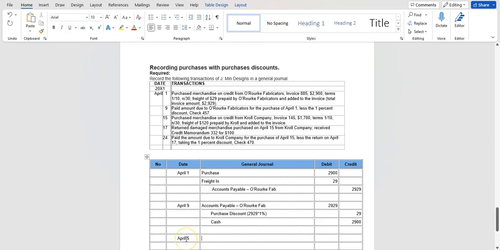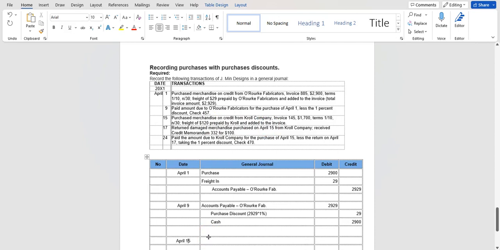April 15th. Okay, and it says April 15th we purchased merchandise on credit from Kroll Company with invoice 145 of $1,700, and the terms is 1/30. The freight is $120, prepaid by Kroll and added to the invoice.